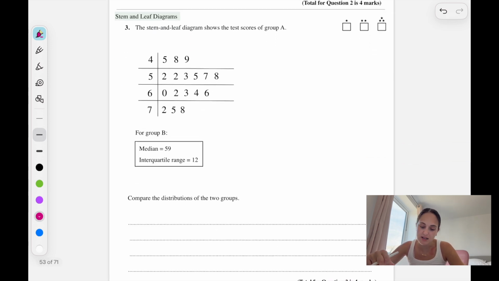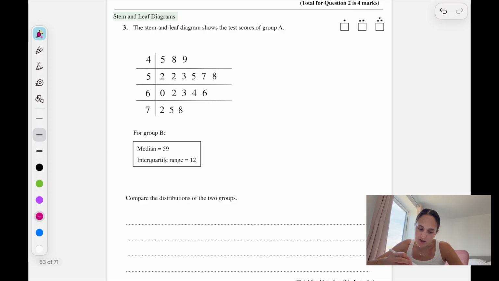This next question is stem and leaf diagram. It says the stem and leaf diagram shows the test scores of group A. This is group A here. For group B, it's just summarised that the median is 59 and the interquartile range is 12. We need to compare the distributions of the two groups. When we're comparing distributions, we compare the medians and we compare the interquartile ranges.